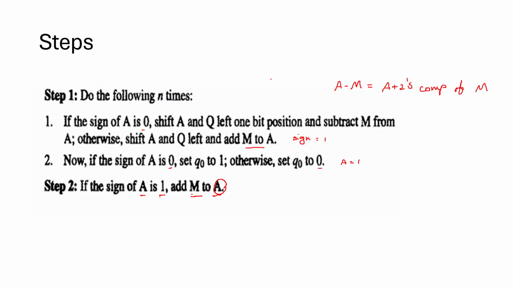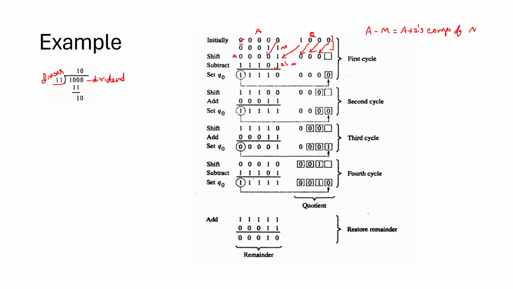Now see the next step. If the sign of A is 0, set Q0 as 1. Otherwise set Q0 as 0. Here the sign of A is 1, so you need to set Q0 as 0. Now cycle 1 is over. Now go for the next cycle.